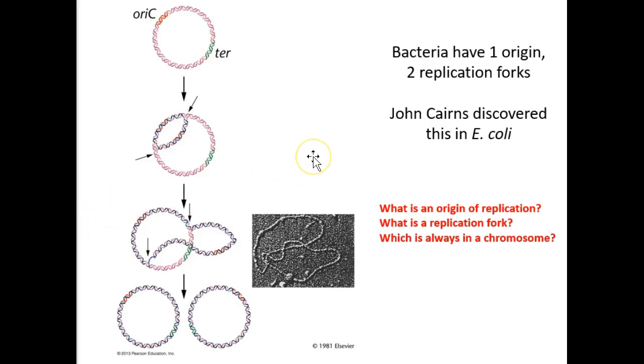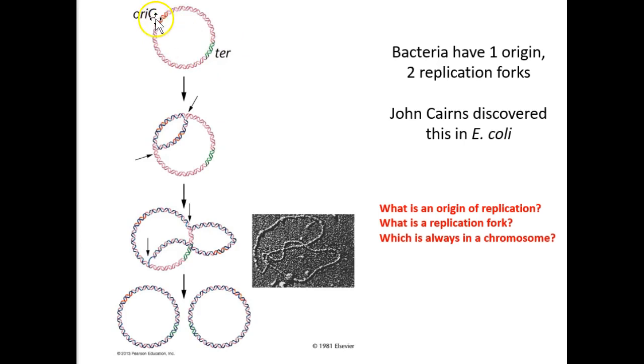Here's a cartoon schematic of what it would look like. This is an electron micrograph showing what it actually looks like. Okay? But if we look at the cartoon, there's the ORI-C site, and then on the opposite side of the chromosome, there's a site called the TER site, and that's the site where synthesis will actually stop. Okay? So bacteria will always have one origin on each of their chromosomes. Most of them only have one chromosome.